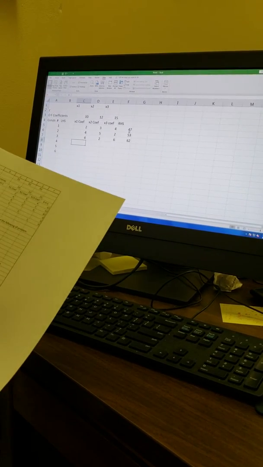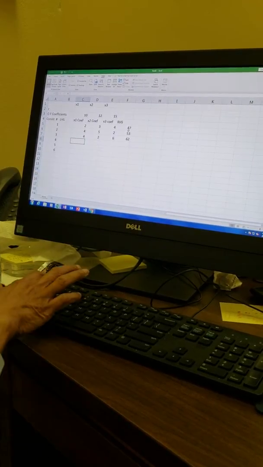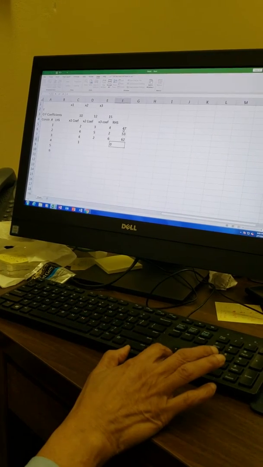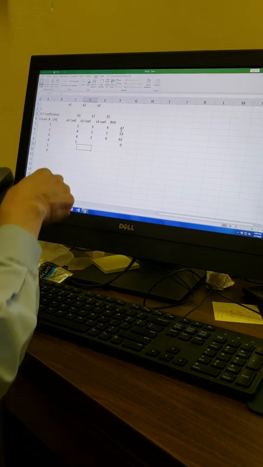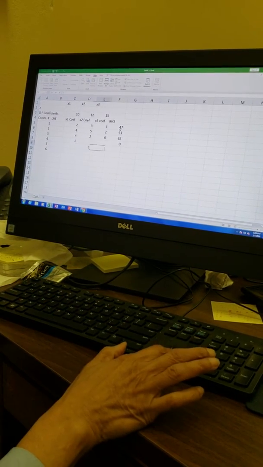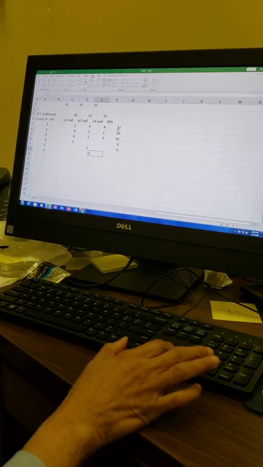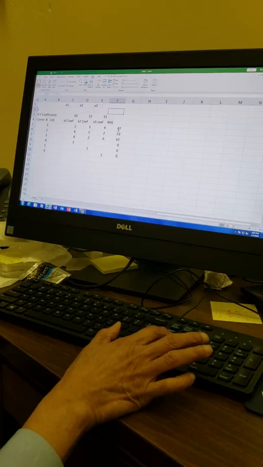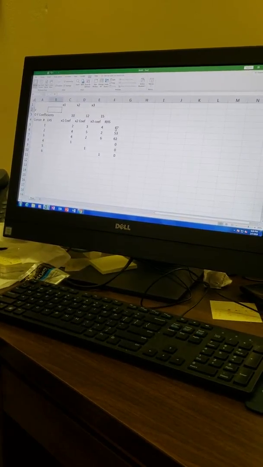Then the fourth constraint is what? 1x1 greater than or equal to 0. The next constraint is 1x2, that is the second column, 1x2 greater than or equal to 0. Next one is 1x3 greater than or equal to 0. Okay? Is it clear what I have done so far?